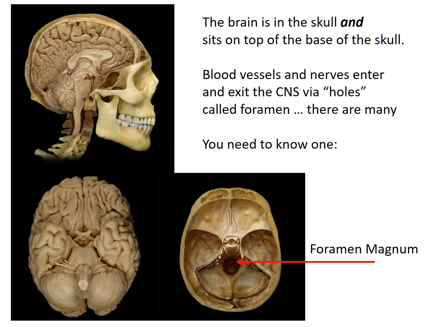Okay, the brain is in the skull and sits on the base of the skull. To get things in and out of the brain, then, you need holes in the skull. Those holes are referred to as foramen. Through those holes, we will have arteries and veins exiting. We will also have cranial nerves exiting the brain.